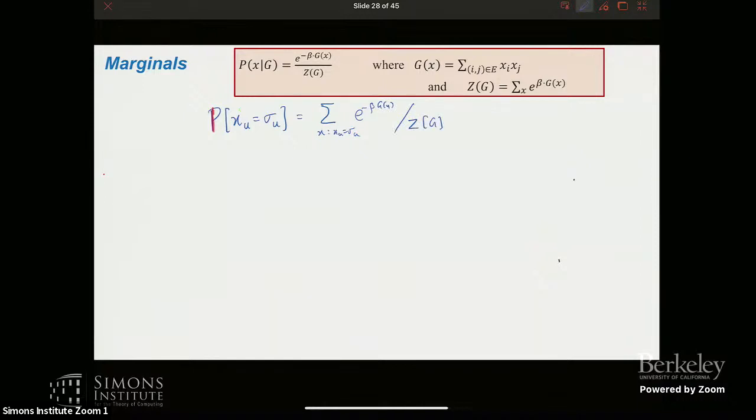Sigma u is, let's say, +1. So the probability that it's +1 is exactly this. The numerator is something where you are summing up these e to the minus beta g of x only on assignments x where the vertex u is assigned sigma u. Just think of sigma u as +1. So the numerator, we'll call it something else. Let's call it z of g conditioned on xu equal to 1. So that's what the numerator looks like.